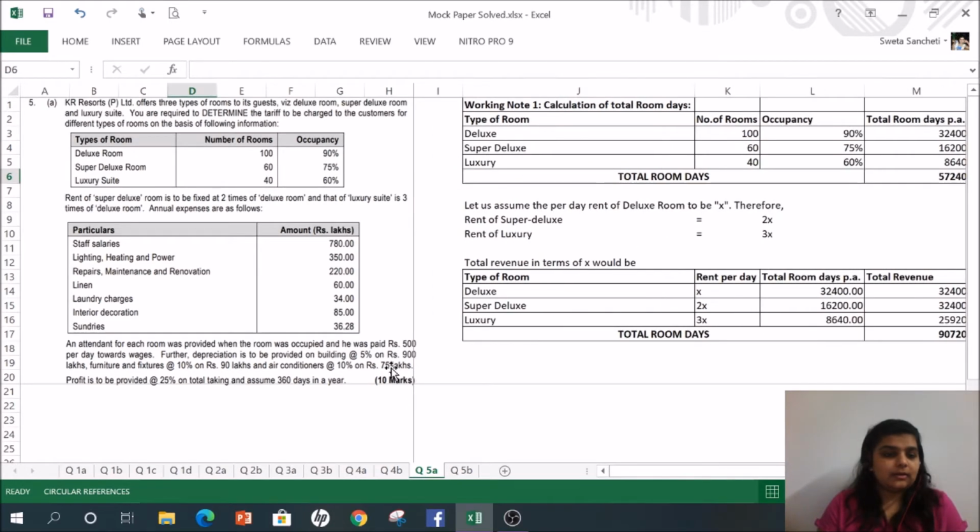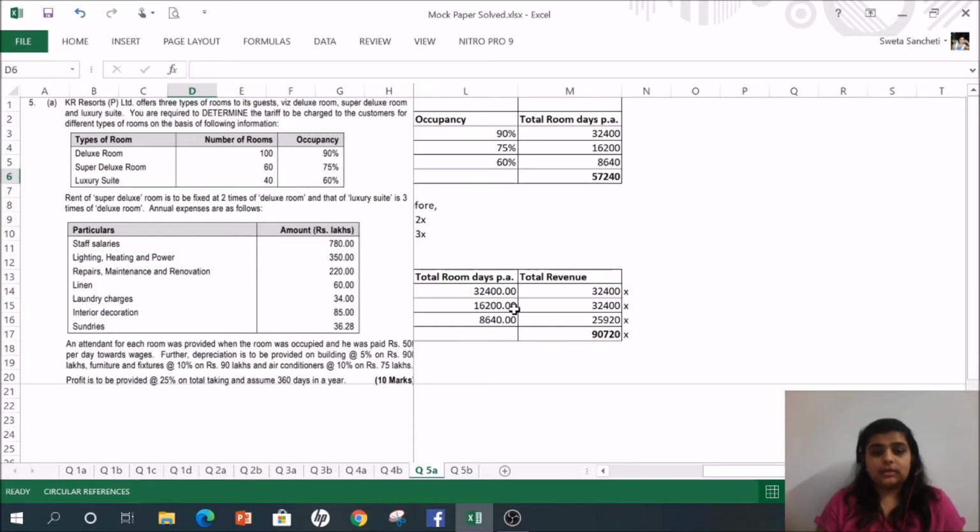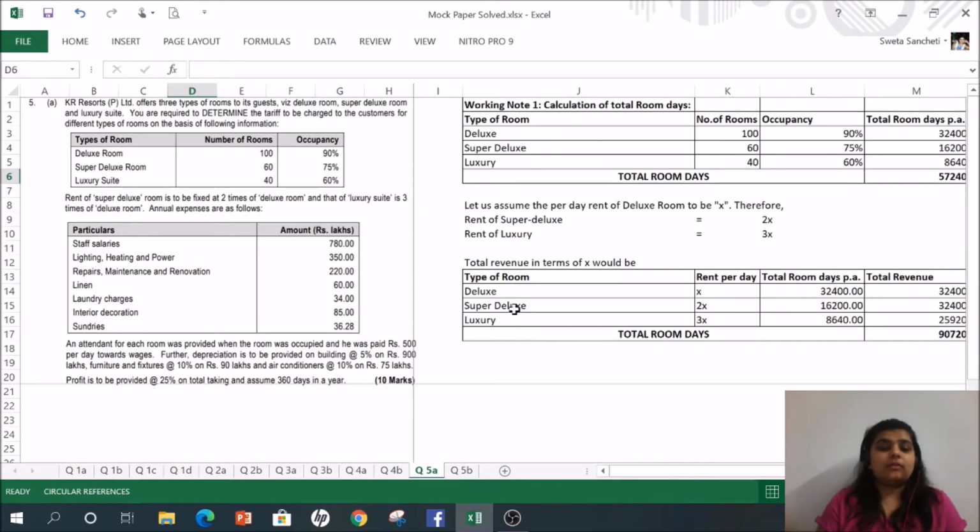Let us read ahead. Further, depreciation to be provided on building at 5% of 900 lakhs, furniture 10% on 90 lakhs, and air condition 10% on 75 lakhs. Profit to be provided at 25% on total takings, and assume 360 days. So they need the value of X. That means you have to determine the tariff to be charged.